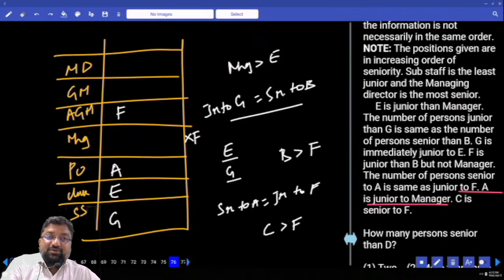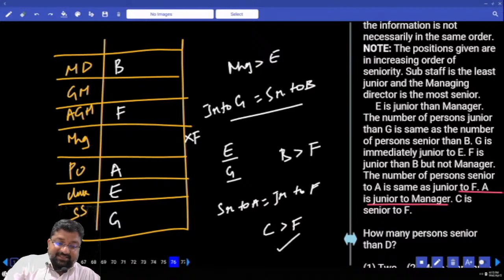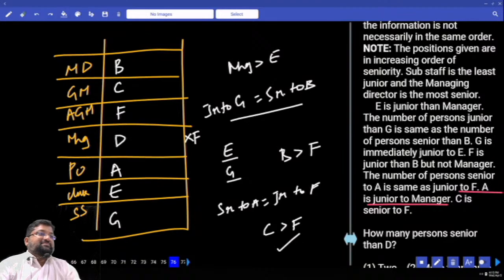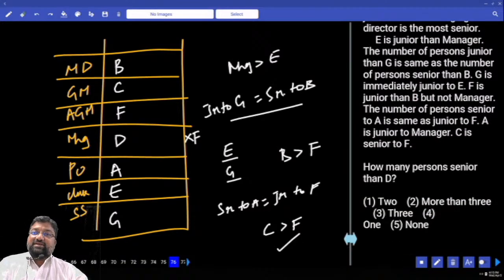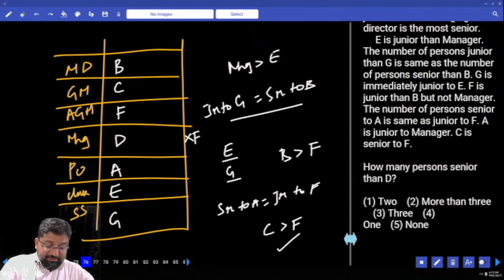Number of persons below G is equal to above B. G is in the bottommost position, so this should be B. C is senior to F. There is one person left out. A, B, C, D. Done. This is the advantage of writing all the clues neatly and then trying to solve the question. Okay? Yes. Let's do this.